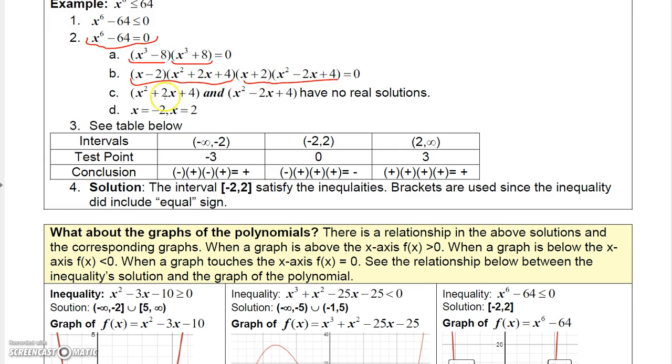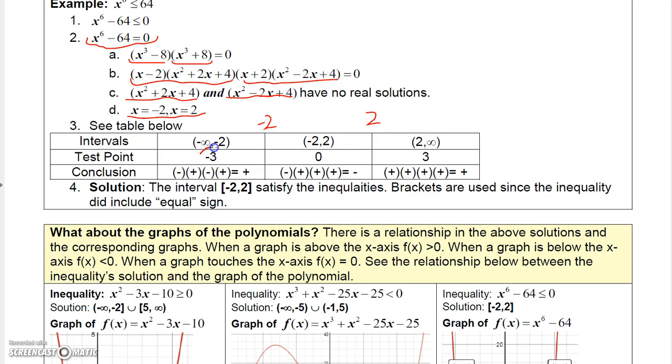Well, it turns out that these two trinomials do not have any real solutions. So the only way that this product can be 0 is if x minus 2 is 0 or if x plus 2 is 0, which means x equals negative 2 or 2. So again, you can draw the x-axis there if you want, but negative 2 and 2 would be these numbers. And then I've got three intervals: to the left of negative 2, between negative 2 and 2, and to the right of positive 2.